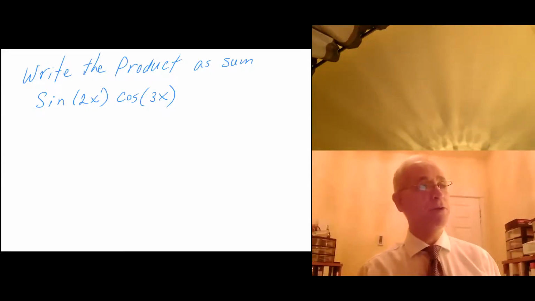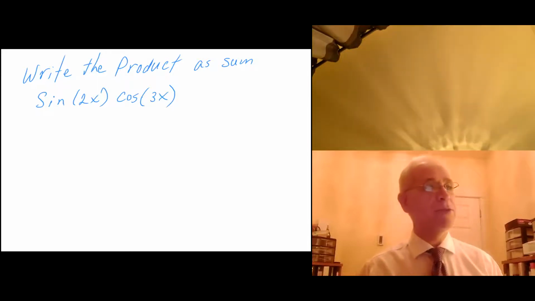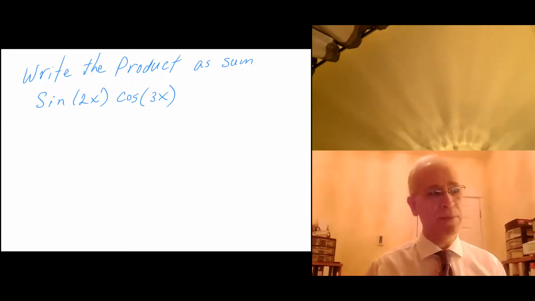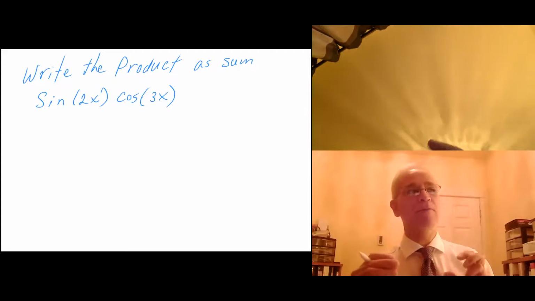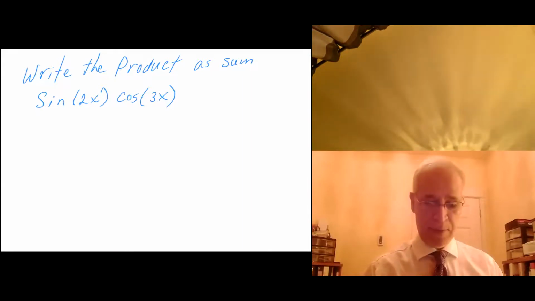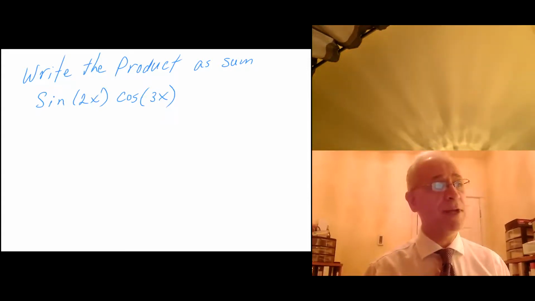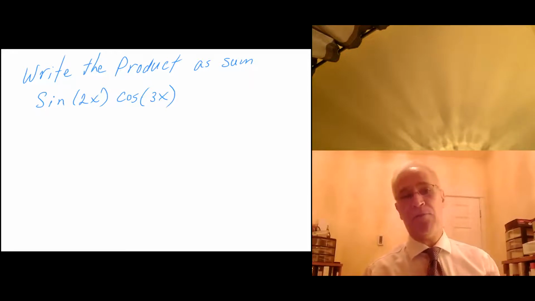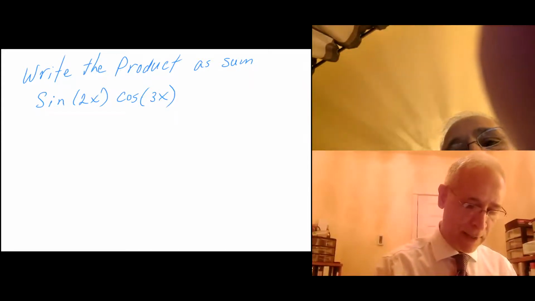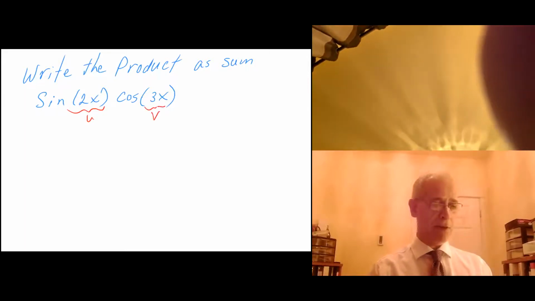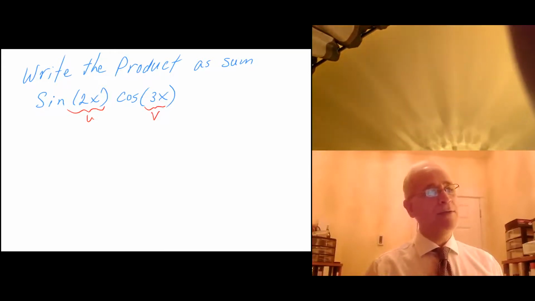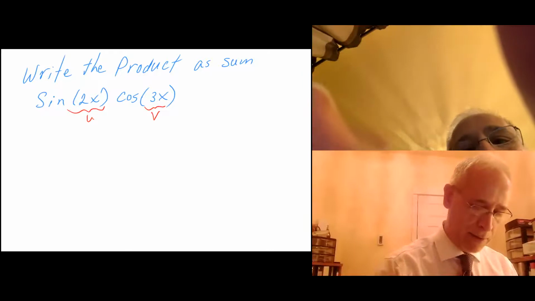Hello, Math 142. We are going to do 4 problems regarding write the product as sum. The first one, sine of 2x cosine of 3x, is the form of sine of alpha cosine of beta. So let's stay consistent with your textbook and say u and v. Let's say that this is u and this is v. Sine of u, cosine of v.